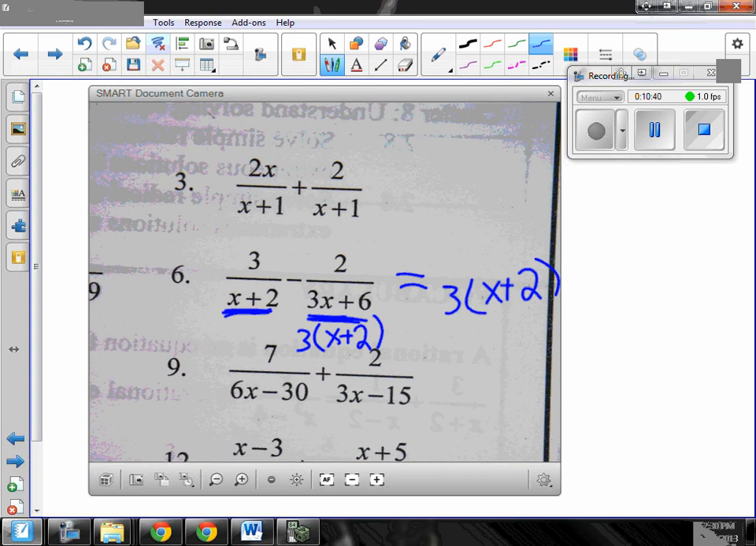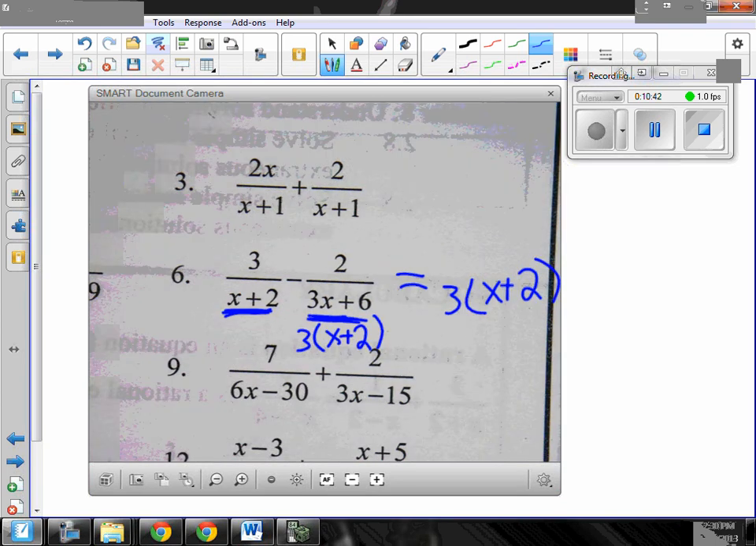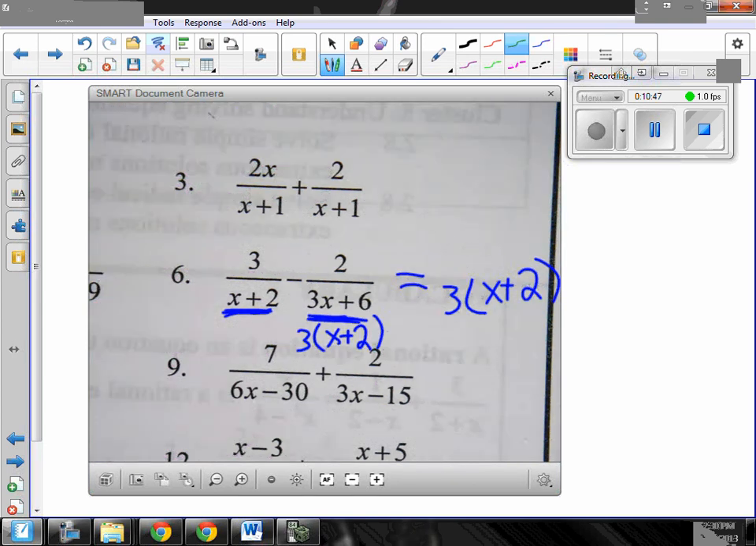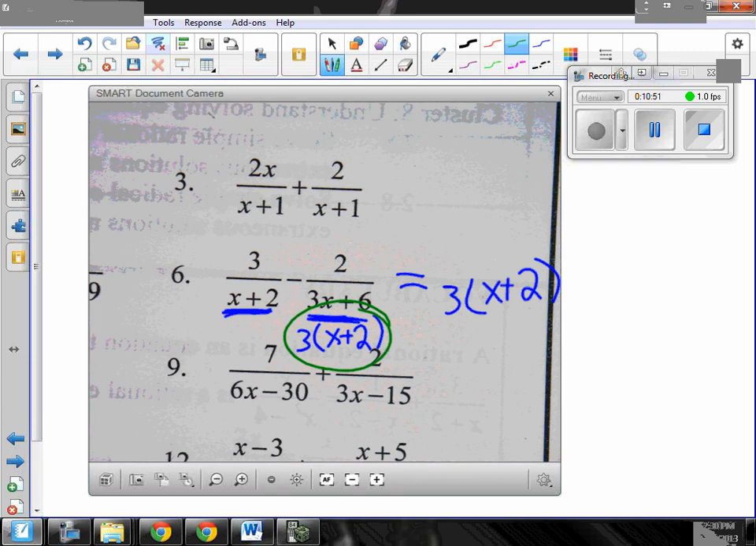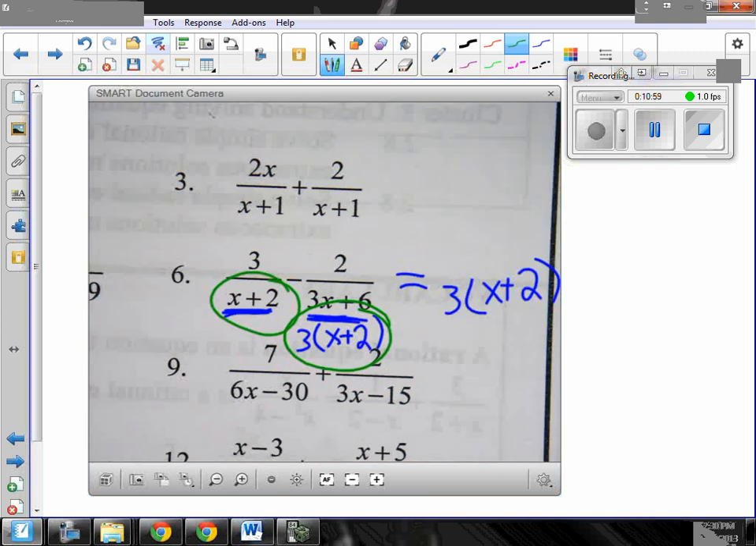Does anybody not get that? Okay, I think that's a good sign. So, what is this denominator missing? Nothing. It has everything already. Okay, this one is missing a 3. So I times the numerator by 3. So it's 9 minus 2 is 7.